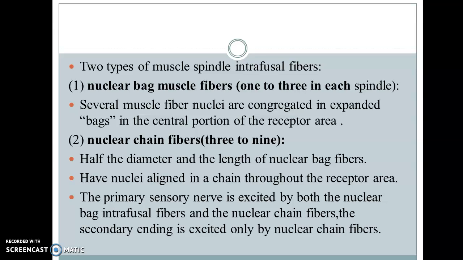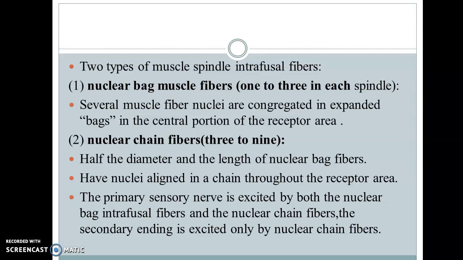The intrafusal fibers will again be of two types. One is nuclear bag muscle fibers and the other is nuclear chain fibers. Now these nuclear bag muscle fibers, as the name suggests, are a bag-like structure that is expanded or congregated into the central part of the receptor area. You have to remember that in intrafusal fibers, the central part is the receptor area. So nuclear bag is a bag-like structure, and there are around 1 to 3 in each spindle.